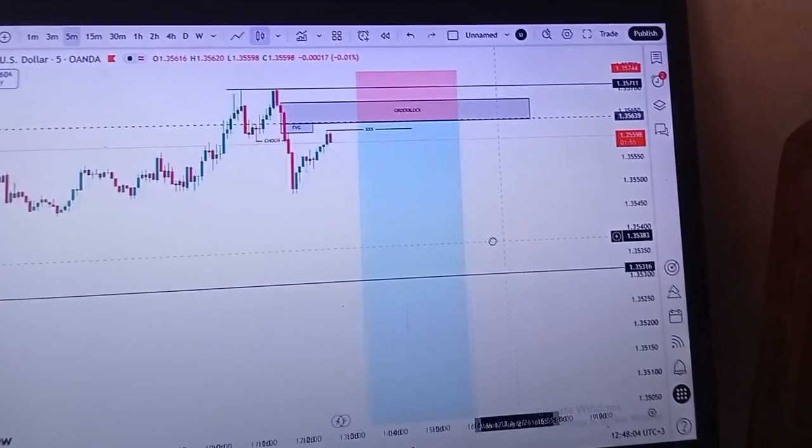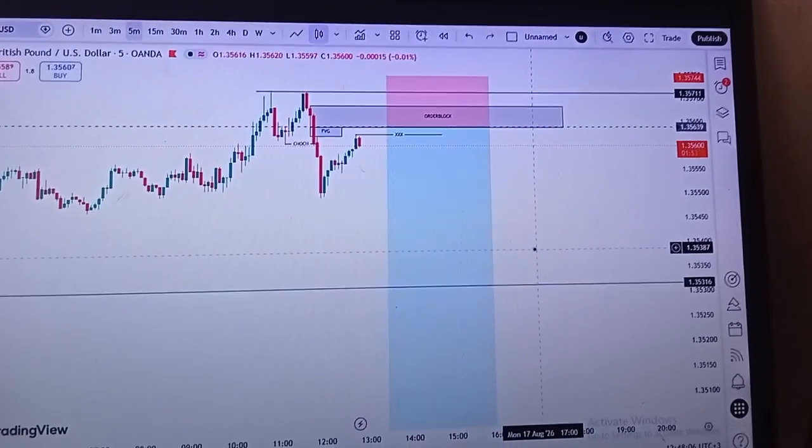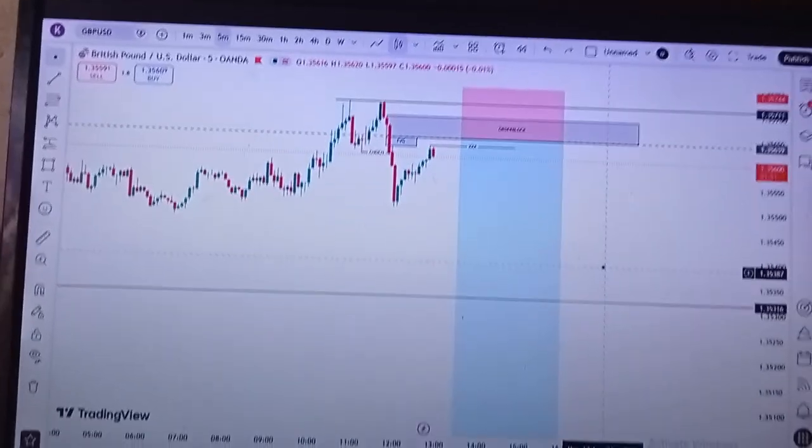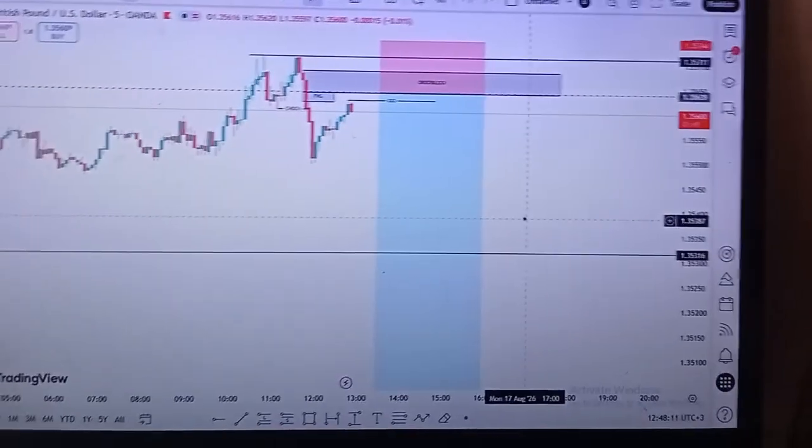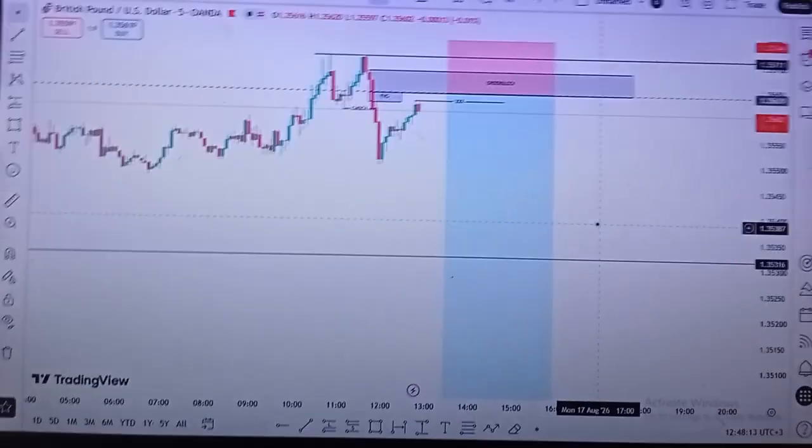BTC USD, gold, and GBP USD. So yeah, I'll see you guys in a few minutes when I see updates.